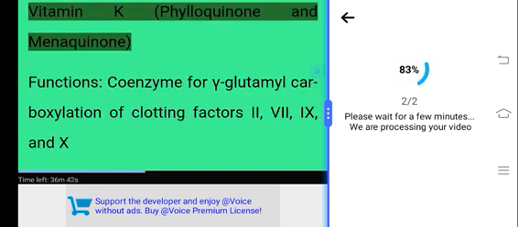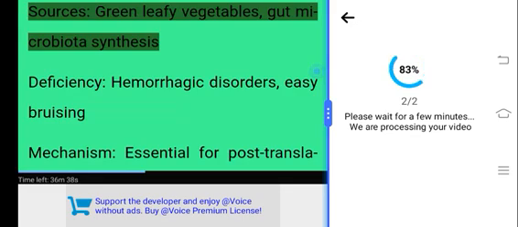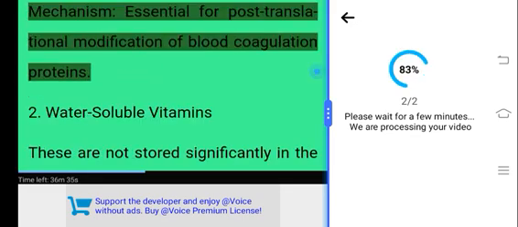Vitamin K, phylloquinone and menaquinone. Functions: coenzyme for gamma-glutamyl carboxylation of clotting factors II, VII, IX, and X. Sources: green leafy vegetables, gut microbiota synthesis. Deficiency: hemorrhagic disorders, easy bruising. Mechanism: essential for post-translational modification of blood coagulation proteins.